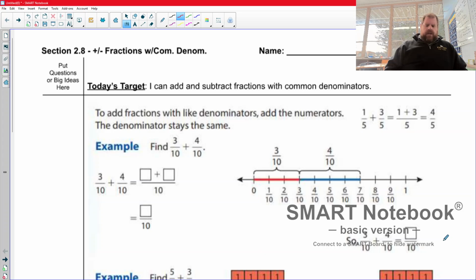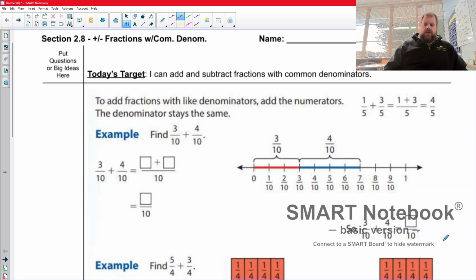Okay, so today we're looking at adding and subtracting fractions that have common denominators. When we add or subtract fractions, we want to add or subtract the numerators, the numbers up top, and then leave the denominator, the bottom, the same.